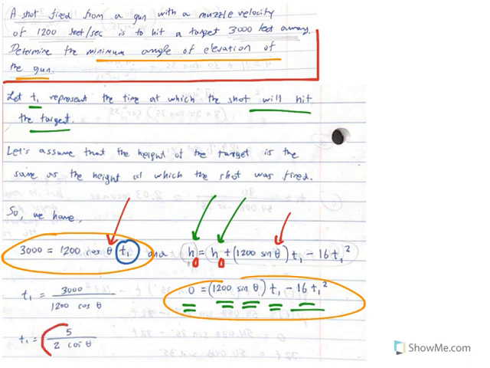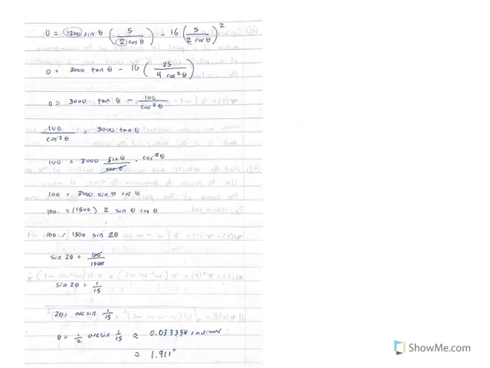What we're going to do next is take this and substitute for t sub 1 in our other equation. This is called the substitution method, and we're doing the substitution for t sub 1 in the other equation and solve the other equation for theta. So let's take a look at the work for that.